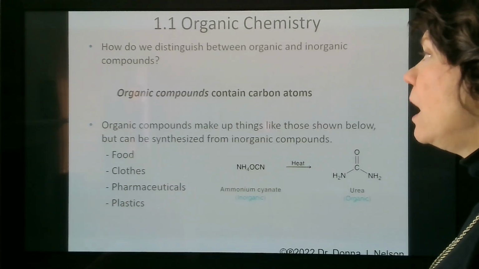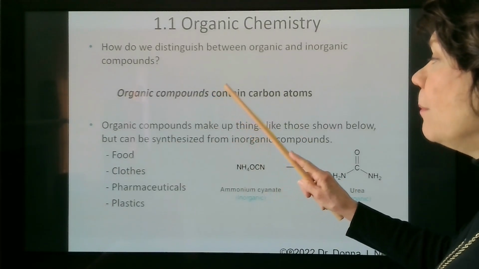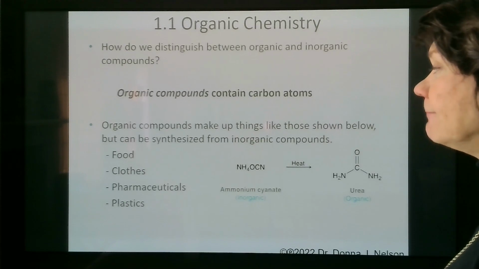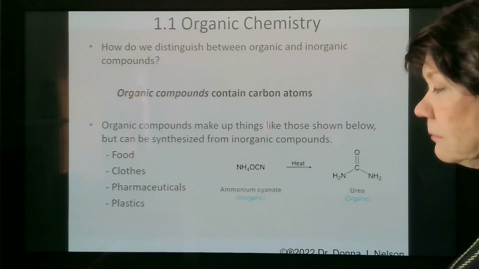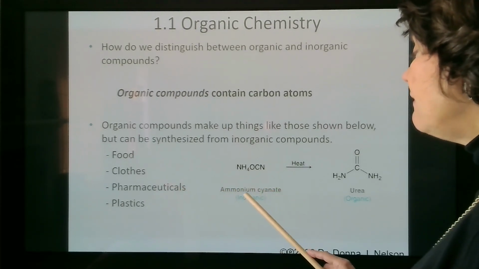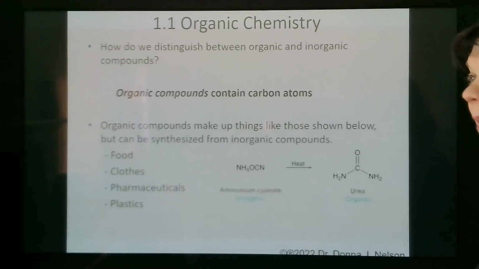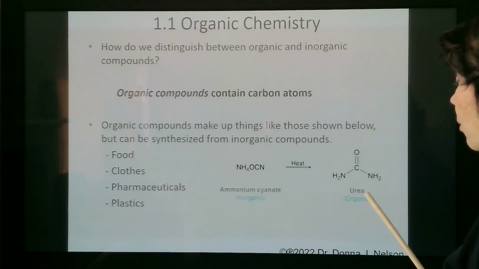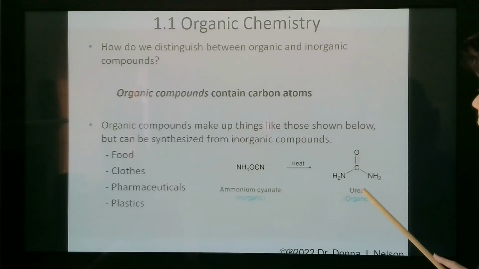How does one distinguish between organic and inorganic compounds? Organic compounds contain carbon. So organic compounds typically make up things like food, clothes, pharmaceuticals, and plastics, but even inorganic compounds such as ammonium cyanate can be used to make organic compounds. So when this molecule is heated, it forms urea, which is typically regarded as an organic compound.